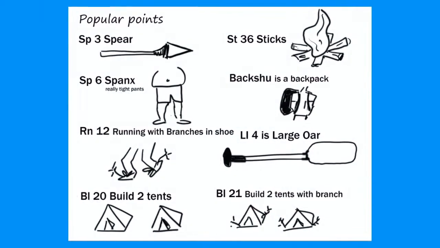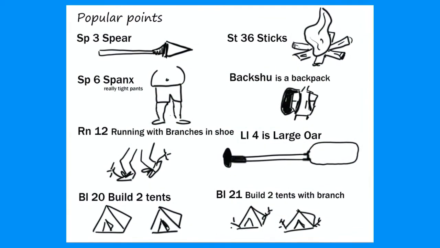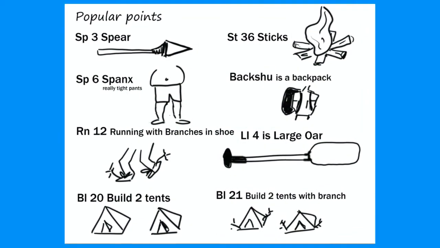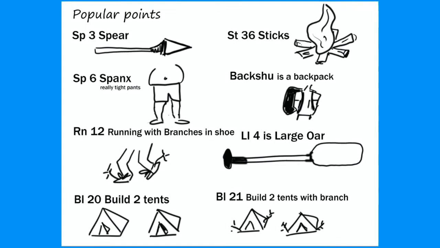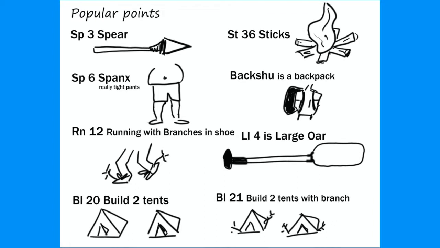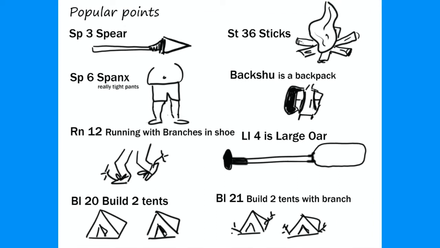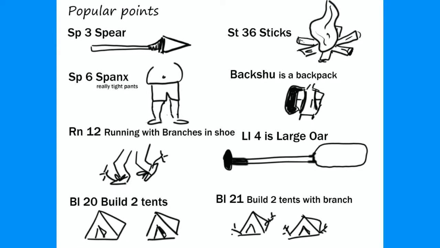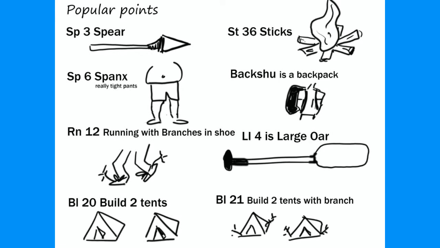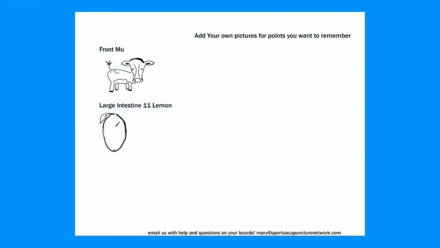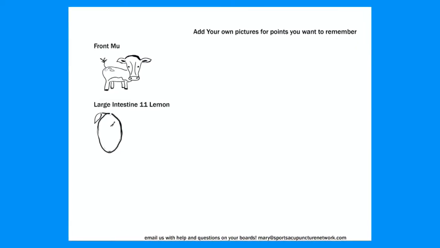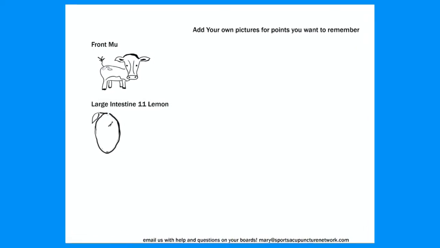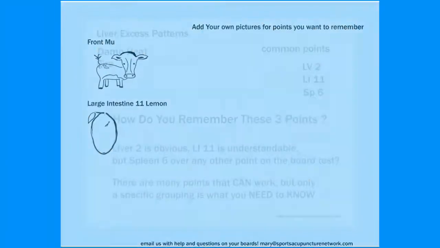Here are some of the popular points that we found showed up many times in point combinations, which will help you on your test too. If you're like, I don't know what point it is, you're like, I remember seeing a large oar in some pictures. So you might go to LI4 over another point, or Stomach 36 is used a lot, in Stomach 36 sticks. Front mu used a lot. We drew a cow, and then Large Intestine 11, saw, and so here you can add more points.